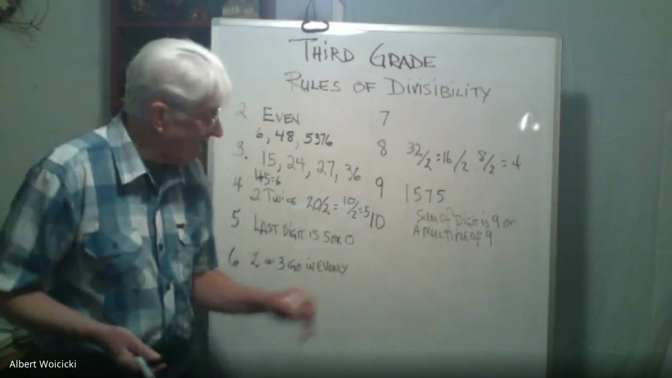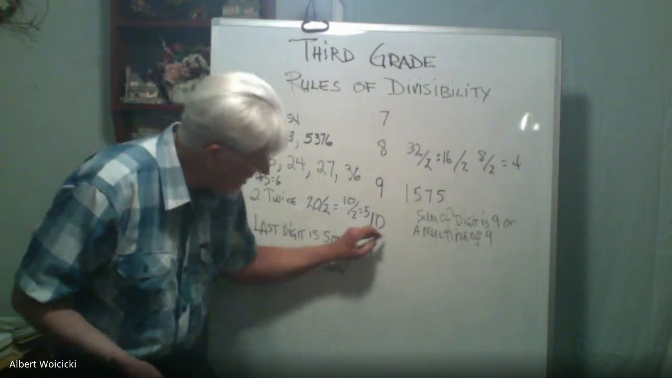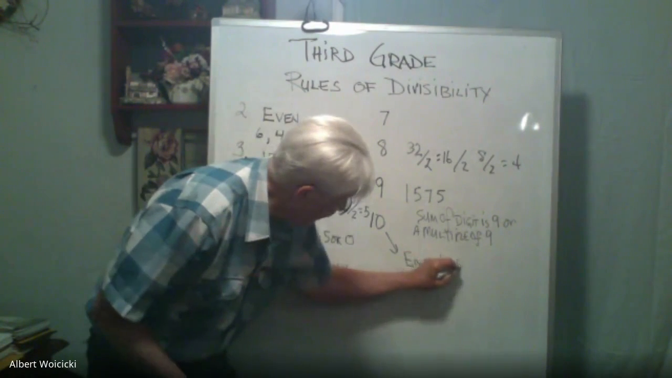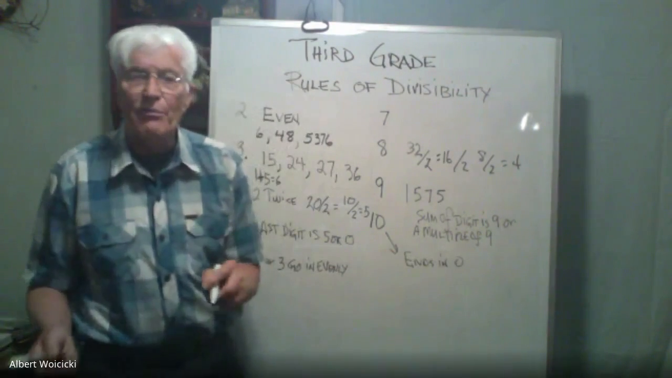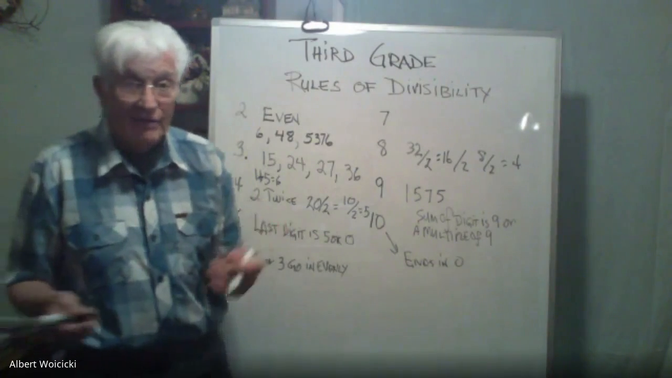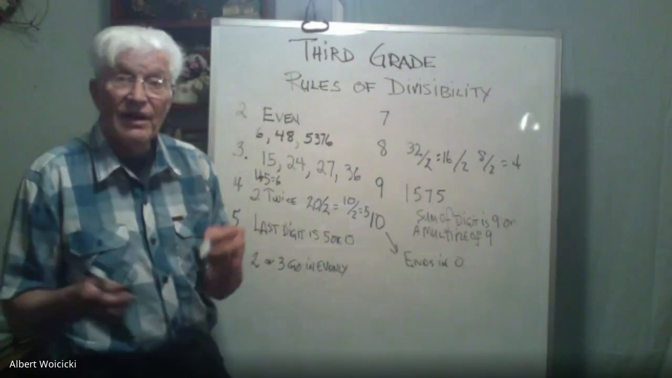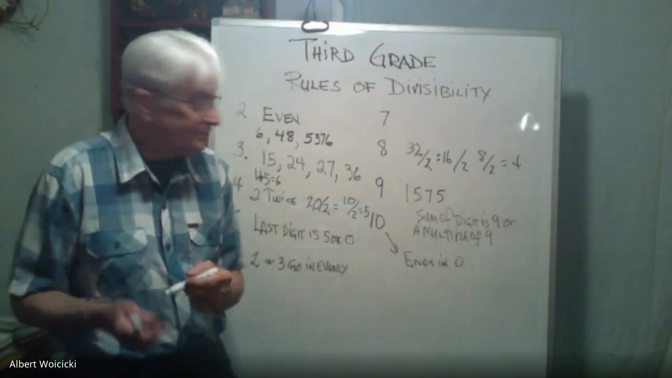Finally, we have 10. And 10 is real easy. It just ends in 0. The last digit of the number is 0. And we have a multiple of 10, or a number that's divisible by 10.